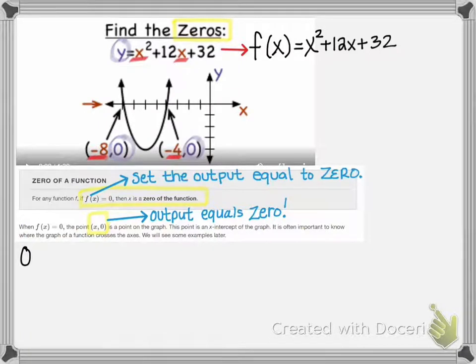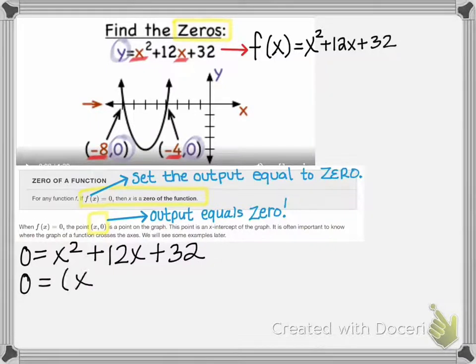All right, so let's find the zero of this function. Again, I want to set f of x equal to 0, so I get 0 equals x squared plus 12x plus 32. By solving this equation, I'm figuring out what input values are going to produce that output value of 0. I will use my zero product property, and I will factor to (x plus 4)(x plus 8). Hopefully you notice the 8 and the 4 in the graph. You might be wondering, why are they negative in the graph? Well, here's why, because of the zero product property.